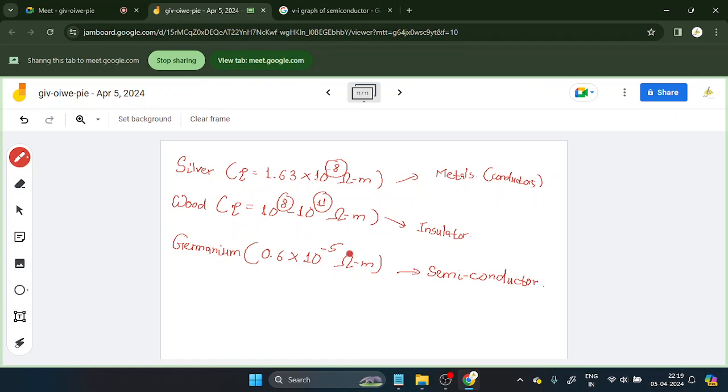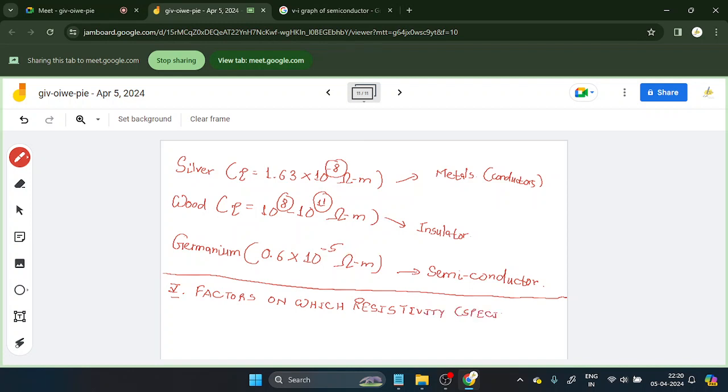Now what are the factors on which the resistivity depends? Let us discuss that as well. Heading number 5: factors on which resistivity or specific resistance depends. So what are the factors? Can you tell me?